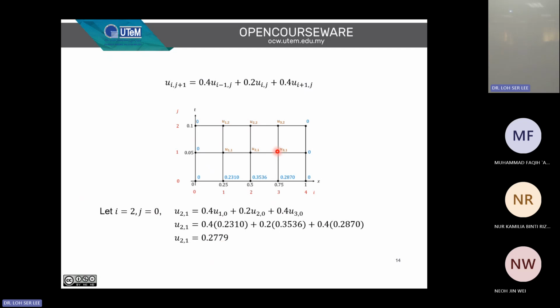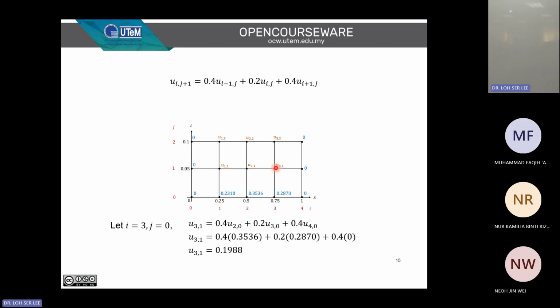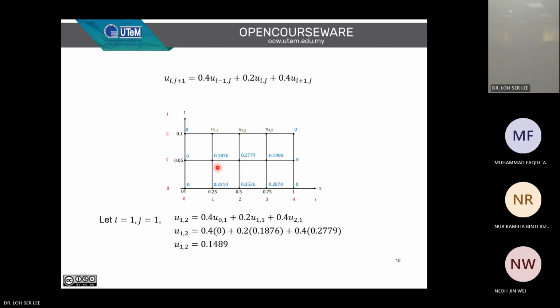Then next one, U31. Okay, U31. So you can see here, you need this 1, 2, 3. 3 points. Then you get 0.1988. Okay, so once you have settled this, we will proceed to find for U12. Okay, so once you have the internal points value, you update into the grid. Okay, put it into the grid. Then we find for the U12.